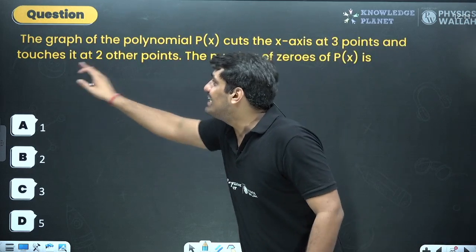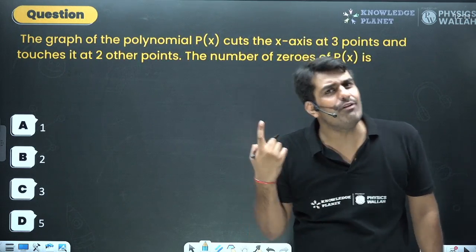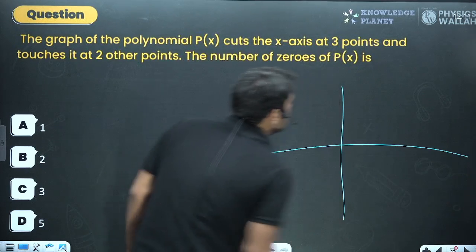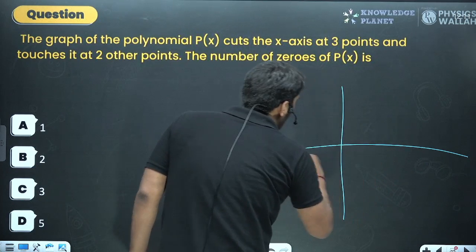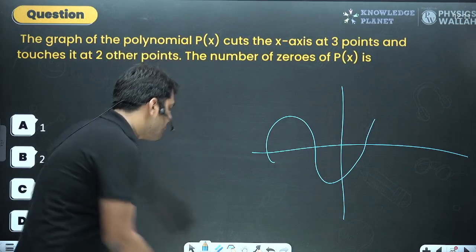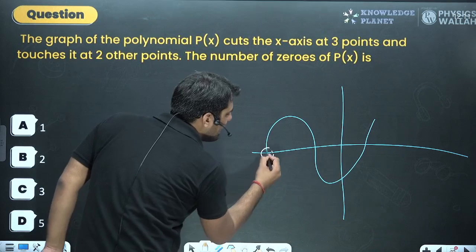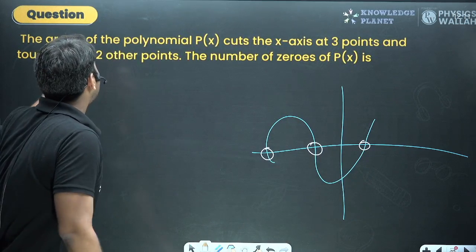And it touches at 2 other points. Touching and intersecting are different things. If I talk about a graph, this is the graph. It is cutting at 3 different points, so let's say over here 1, 2, 3. 3 points it has already cut. At 3 different points, it has cut the x-axis. Fine. Now, it touches at 2 other points.